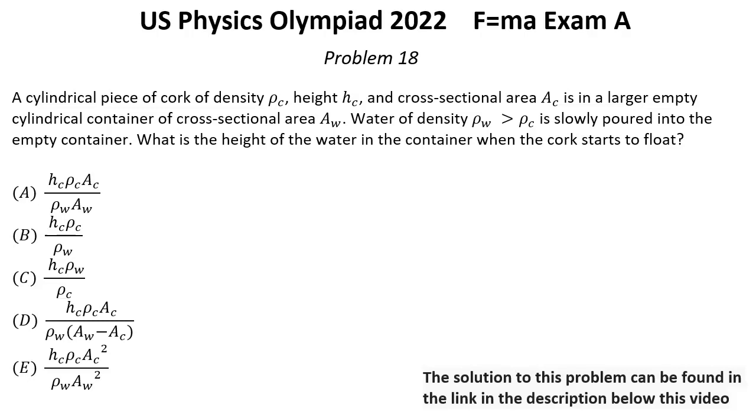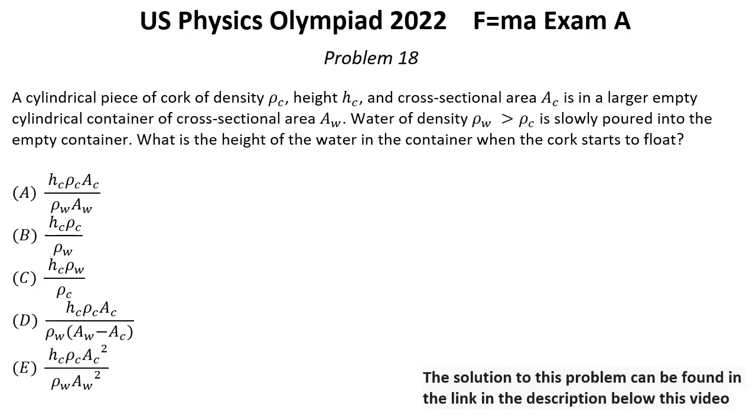Problem number 18. A cylindrical piece of cork of density ρc, height hc and cross-sectional area Ac is in a larger empty cylindrical container of cross-sectional area Aw. Water of density ρw greater than ρc is slowly poured into the empty container. What is the height of the water in the container when the cork starts to float? Solution for problem number 18.